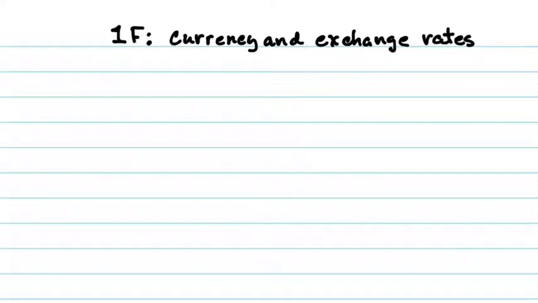All right, so today we'll be looking at section 1F, talking about currency and exchange rates. So what we're talking about is changing one type of currency to another. For the specific examples that we're looking at, we're going to be changing Australian dollars into other currencies and then changing other currencies back into Australian dollars. So we're going to take a look at how to do that.